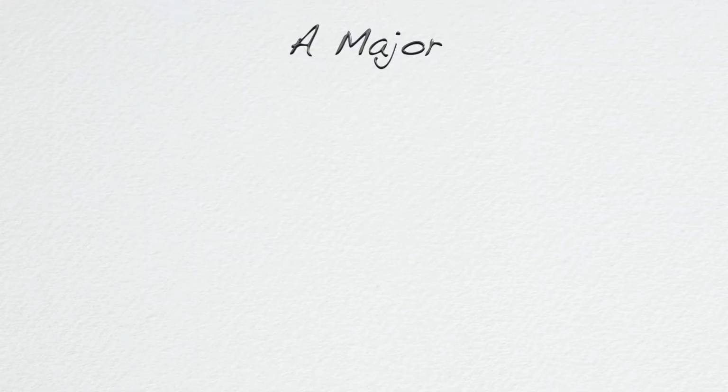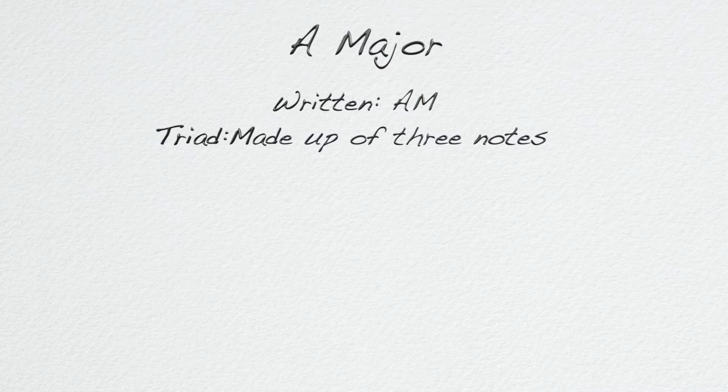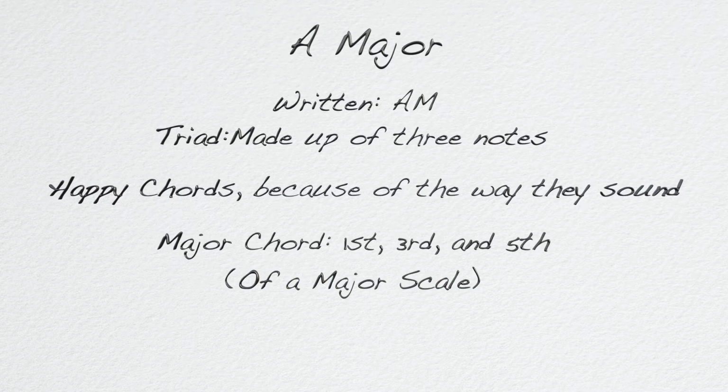So, a major chord is symbolized by the capital M following the letter of the chord itself, and it is a triad, which means that it is a chord made up of 3 notes. Major chords are often described as the happy chords, and how you build them is the major chord contains the first, third, and fifth notes of a major scale.